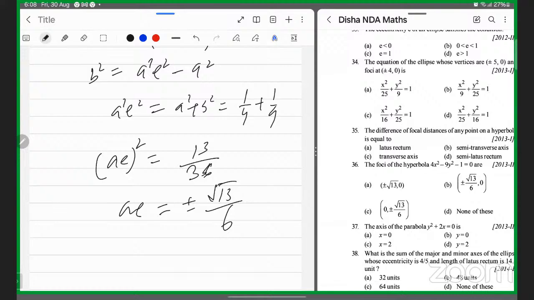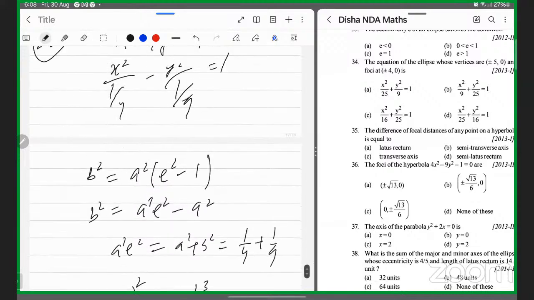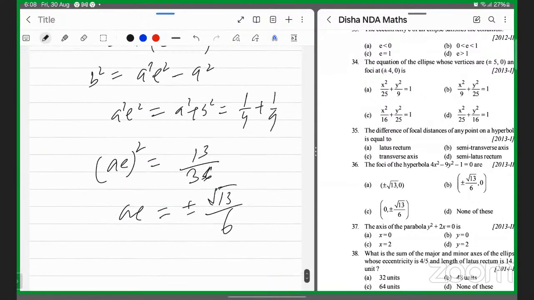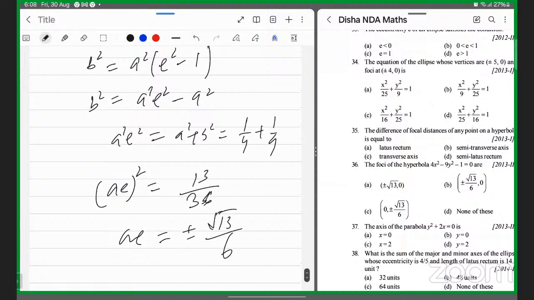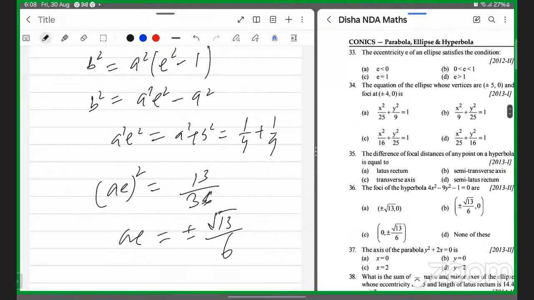B is the answer. Any problem? You can see how you will calculate. Otherwise, you will not adopt the calculation of these types. You will need more calculations.